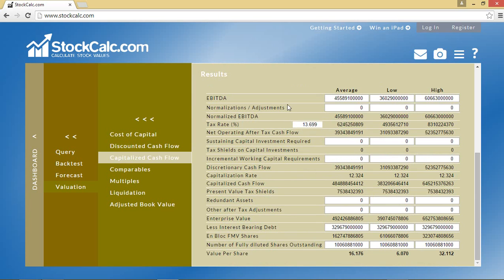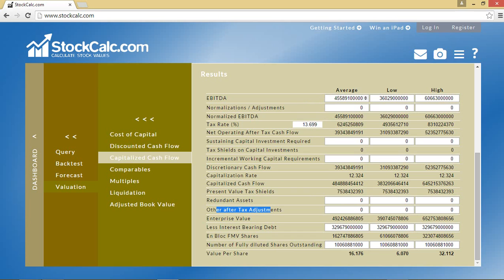The information you see here looks similar to the basic discounted cash flow that we saw on the previous screens, with the exception that we can do a number of adjustments or normalizations here. Things like sustaining capital, tax shields on that sustaining capital, any incremental working capital, if there are redundant assets in the company, or any other adjustments that are required. We will leave these blank for now.